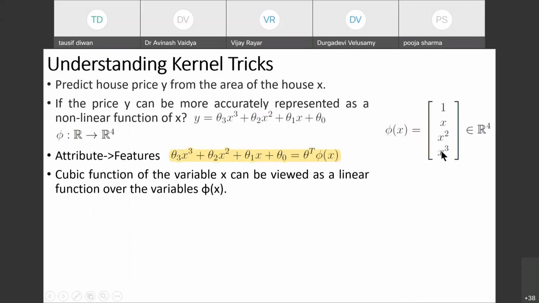Here we are not considering this as cube of x. We are not considering it as square of x. We are simply considering that this is a separate feature. This is one separate feature. This is one separate feature. We are not at all interested in what the power of this is, or how it is related to the attributes and all. Okay. So this is the idea.